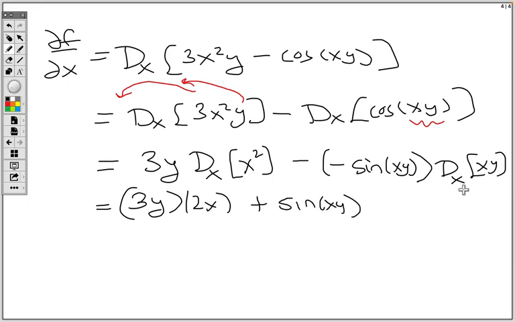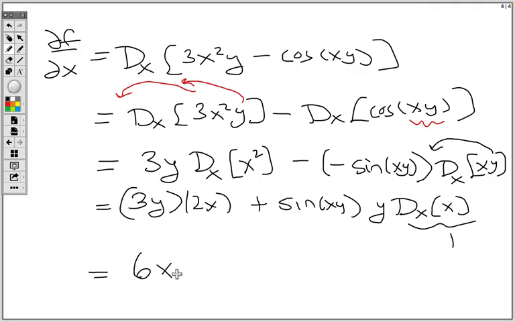And now we're taking the derivative of x times y with respect to x. Once again, we're treating y as a constant, so I could factor that out times the derivative of x with respect to x, which of course is 1. And so my final answer would be 6xy plus y sine xy.